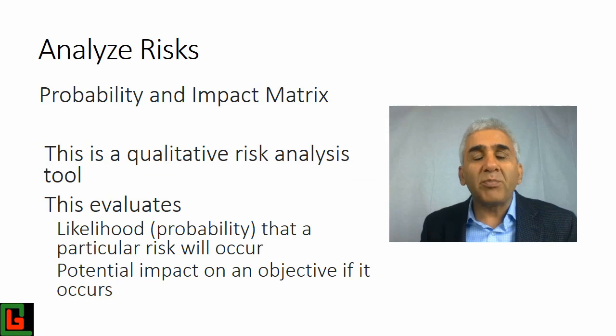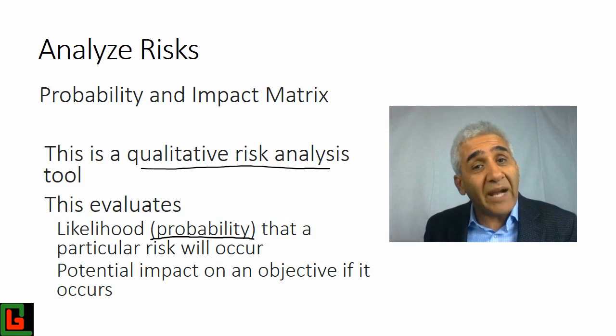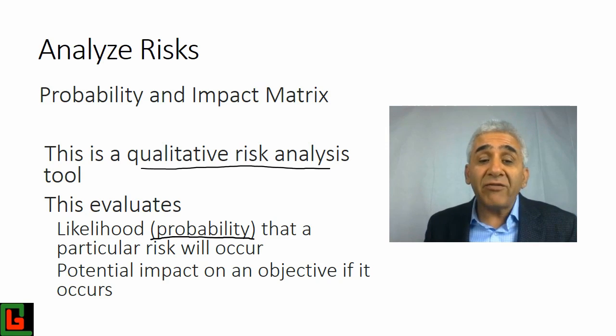Let's talk about the probability and impact matrix, which we earlier talked about as a tool for qualitative risk analysis. It is subjective, but it is quick and easy to use. Two things again here: what is the probability of an event, what is the chance of a good or bad thing happening, and if that particular risk happens, what will be the potential impact of that. These two things are analyzed in the probability and impact matrix.